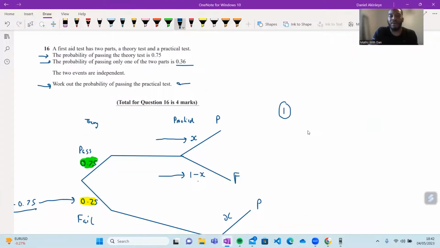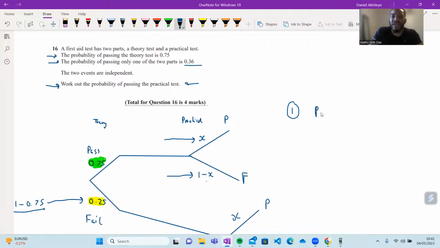Well, one way that could happen is that I pass the theory, right? If I pass the theory, and I only pass one of the two parts, what must happen in the practical? What must happen in the practical? Exactly. Thank you very much, Quinette. Thank you very much, Naya. I must fail it, right? That's one way that can happen. Pass the theory and fail the practical. Yeah? All right. That's one way that can happen.